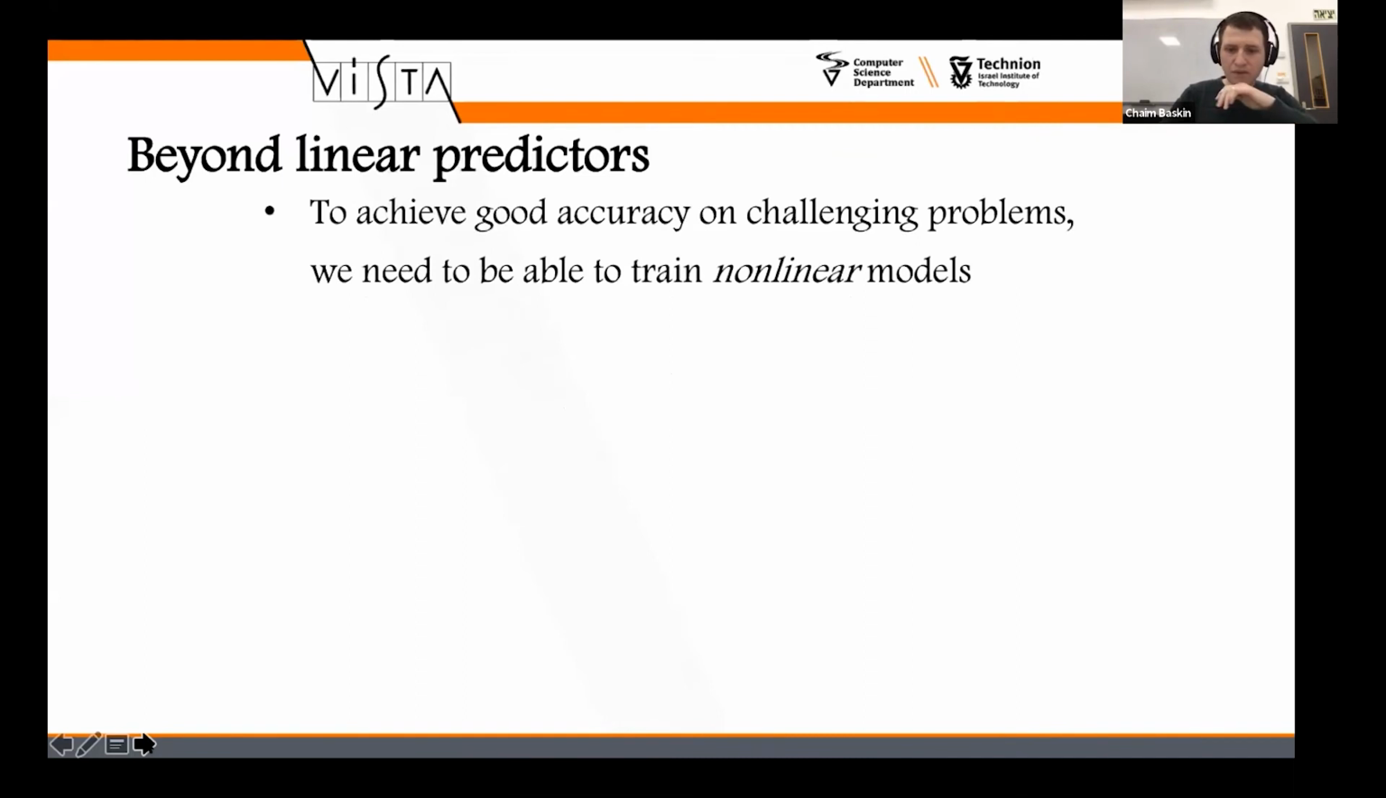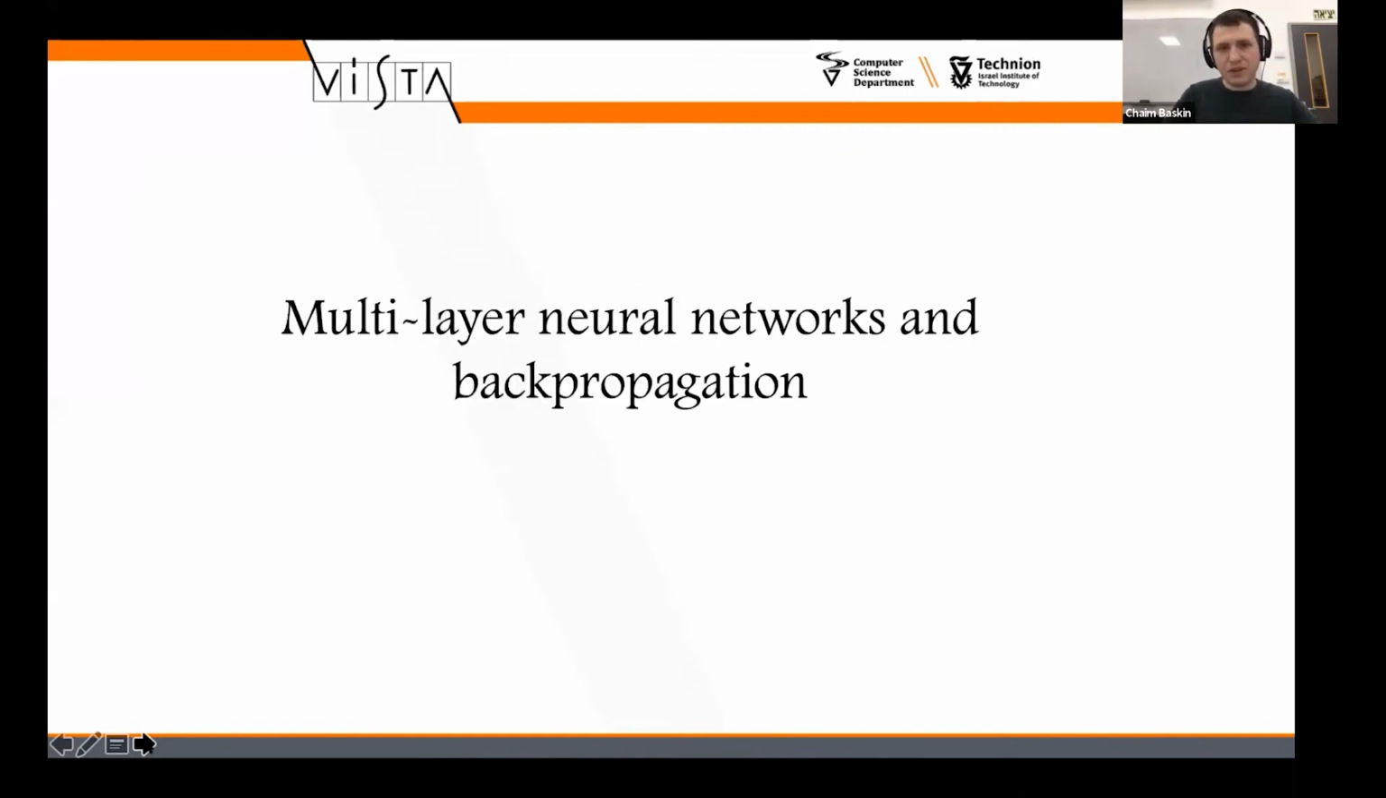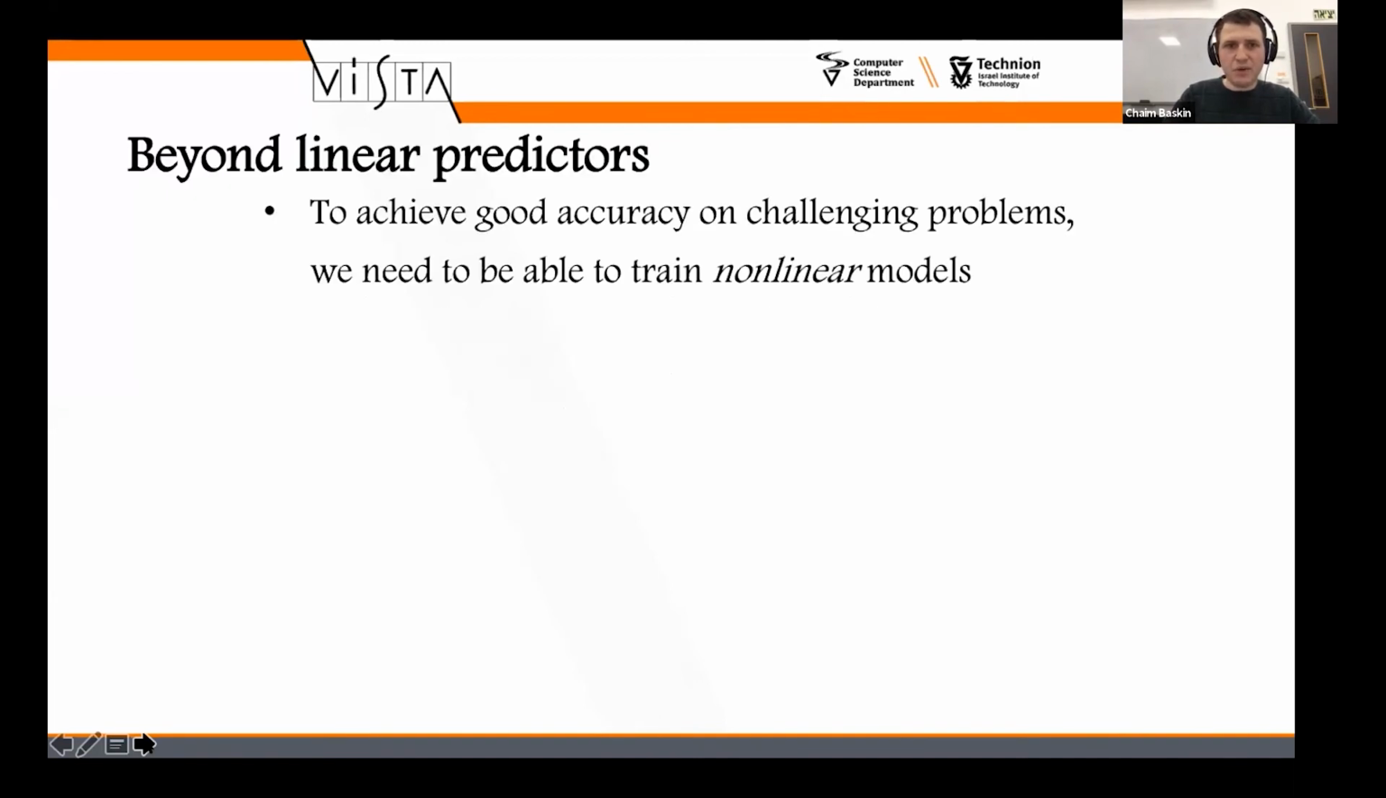Okay. So here we actually will have some example of calculation of gradients. Bivariate linear predictors. So we want to achieve good accuracy on challenging problems. We need to be able to train non-linear models. So when will non-linear models help us? What do you think? Why we need neural networks, guys?